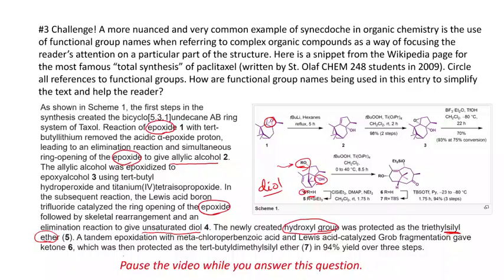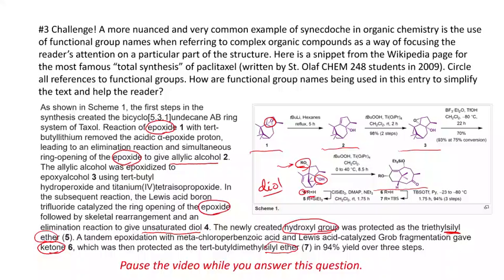A tandem epoxidation with metachloroperbenzoic acid and Lewis acid catalyzed Grob fragmentation gave ketone 6, which was then protected as the tertiary butyl dimethylsilyl ether 7 in 94% yield over 3 steps. All right, that's the language that organic chemists use to describe their work. You can see that it's a very complex structure that's being changed little by little into something that they needed for the overall synthesis.